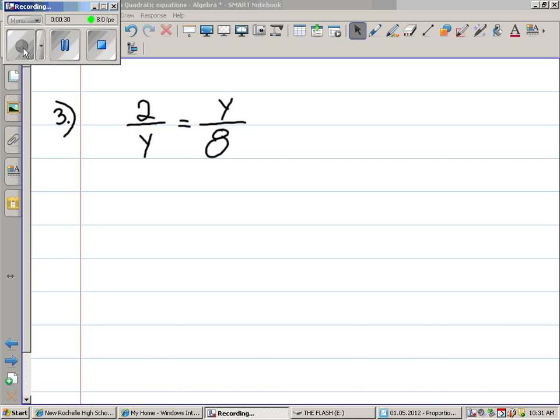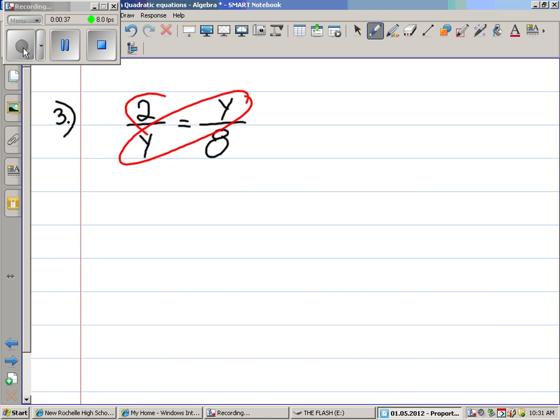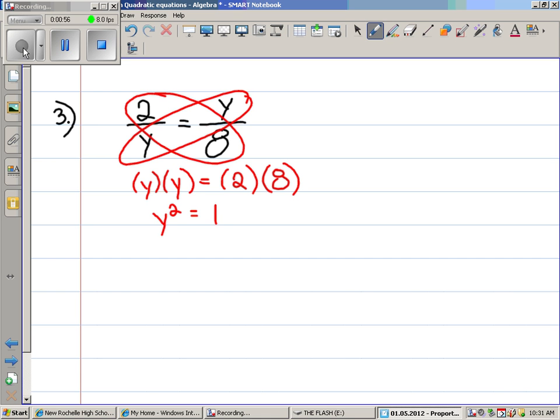Jordan, what do we do first? We're cross multiplying. There you go. So we get y times y, 2 times 8. There you go. So here we go. We got y squared equals 16.